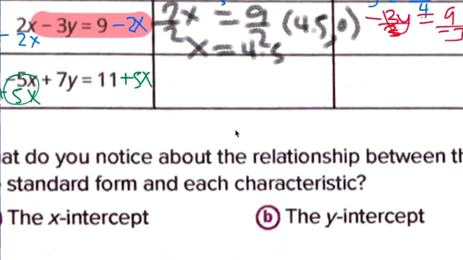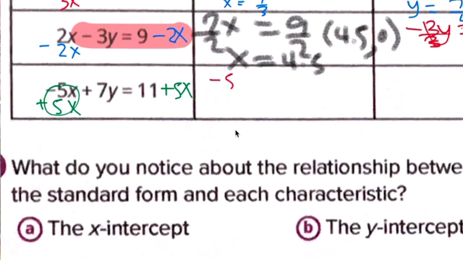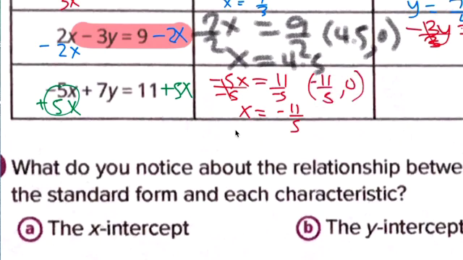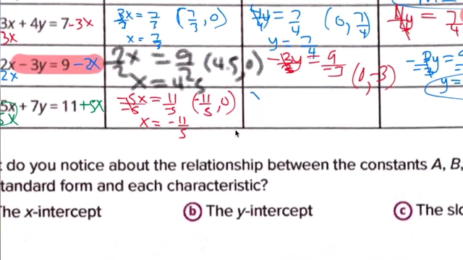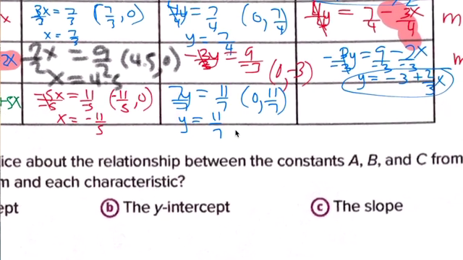Before that, let's do the x-intercept. Negative 5x equals 11. Divide by negative 5. X equals negative 11 over 5. So negative 11 over 5 and 0. For the y-intercept, 7y equals 11. Divide by 7. Y equals 11 over 7. So 0, 11 over 7. Okay?